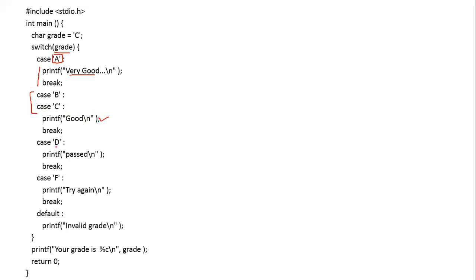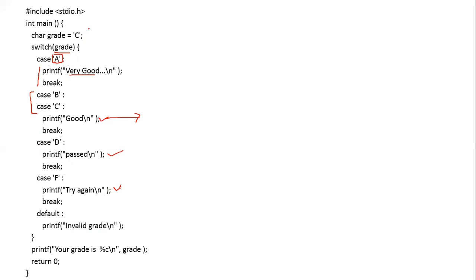If it is case D, so according to my value, this is the output because my value is C. In here, if it is D, I can say "pass." And then if it is F, we can say "try again." And the default one is "invalid grade."